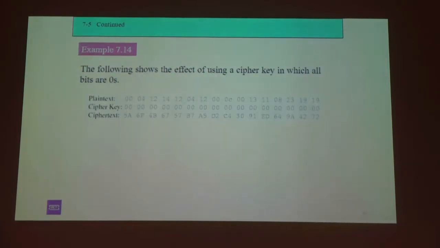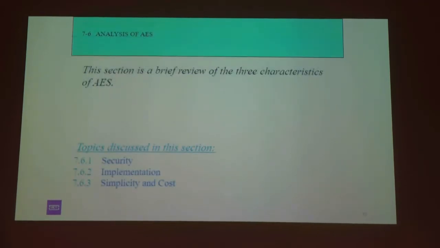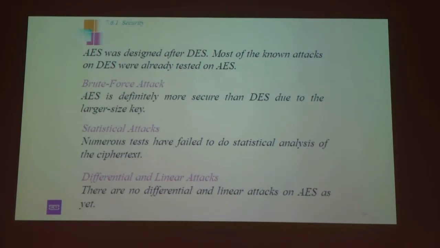Alright. The following shows the effect of using a cipher key in which all bits are zeros. Okay, so the cipher key is all zeros. Of course, it's crazy to use a key like that. Also, that shows you a strength. Okay, it's completely different. So when you do analysis, AES was designed after DES. Most of the known attacks on DES were already tested on AES. So everything that was discovered in DES, it is in AES.